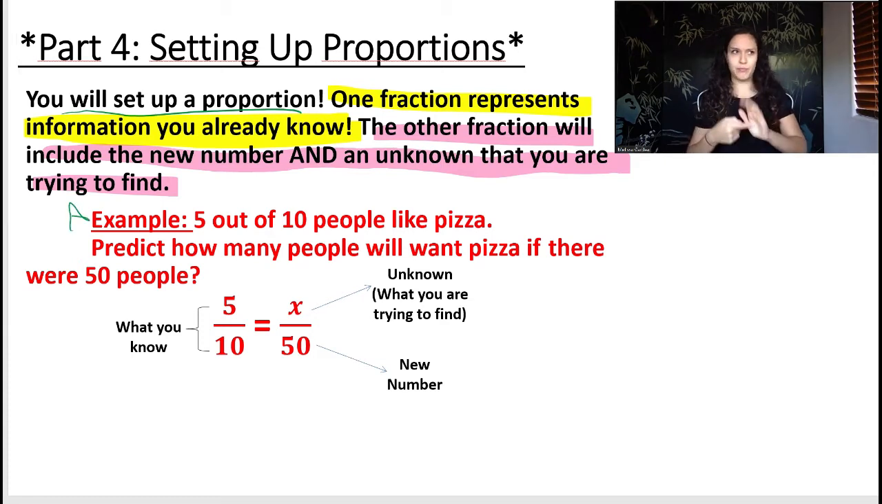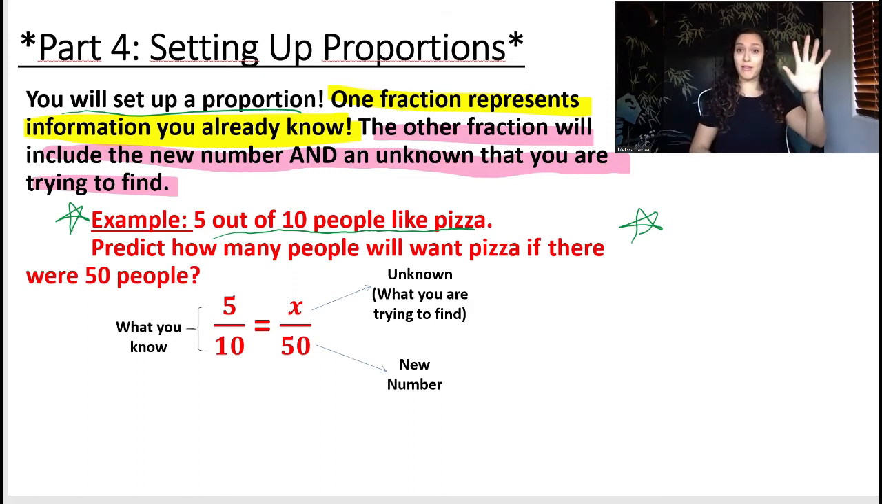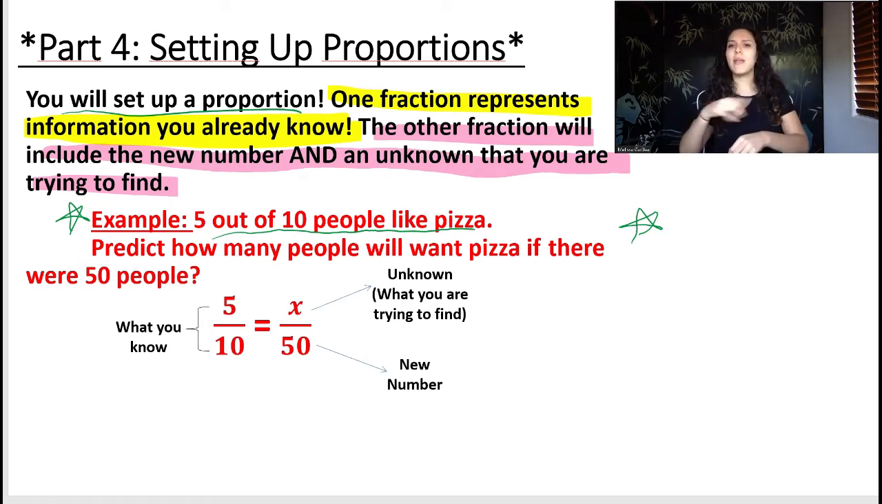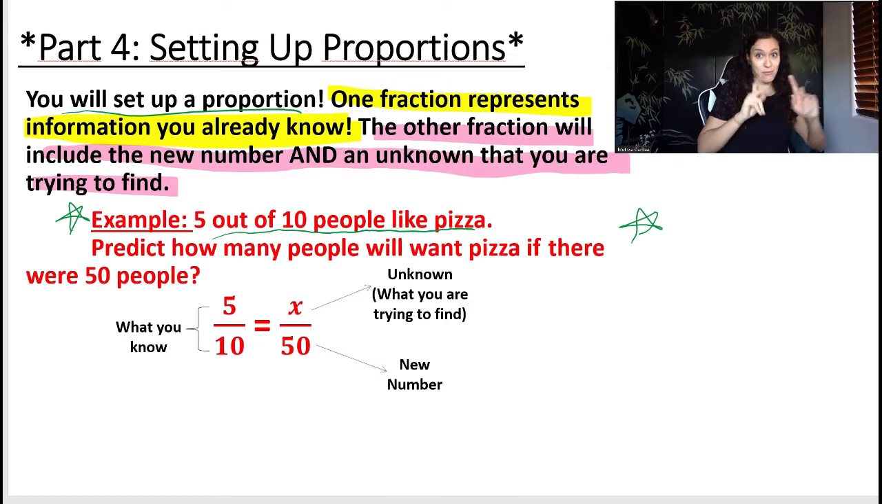So let's look at a separate example so that we can come back to the class survey problem later. It says 5 out of 10 people like pizza. I personally think that the percentage is more, but okay. 5 out of 10 people like pizza. Predict how many people will want pizza if there were 50 people. I only know the data for 10 people. That's what we're trying to figure out.